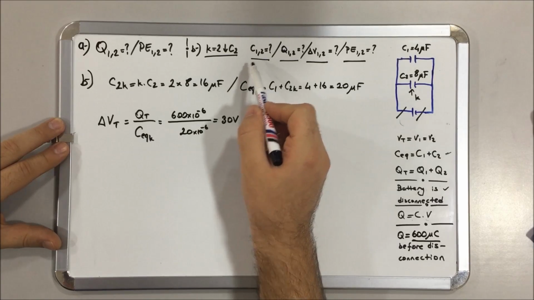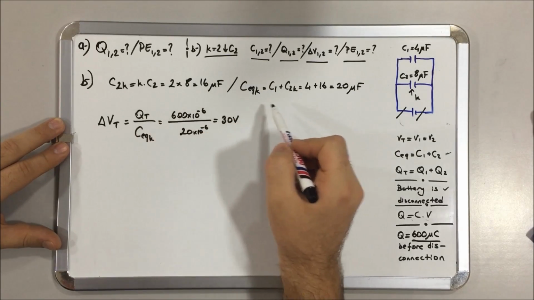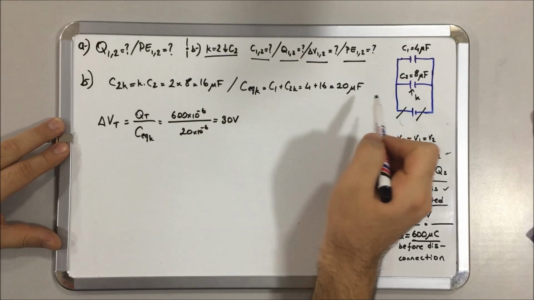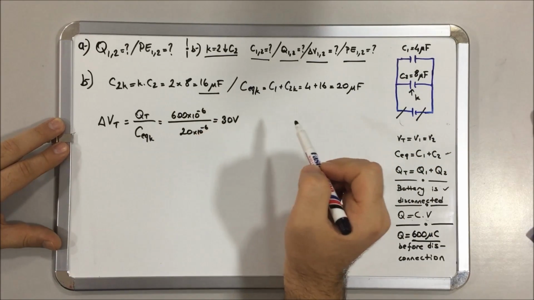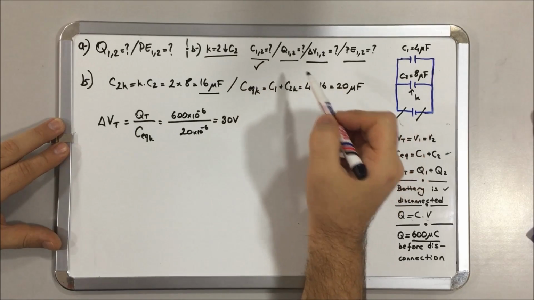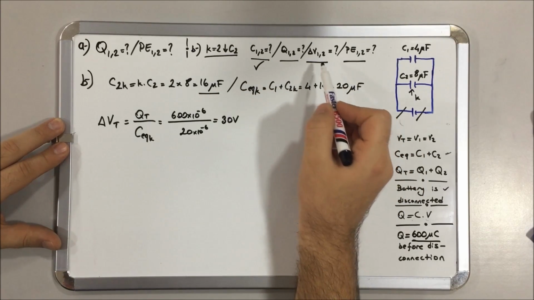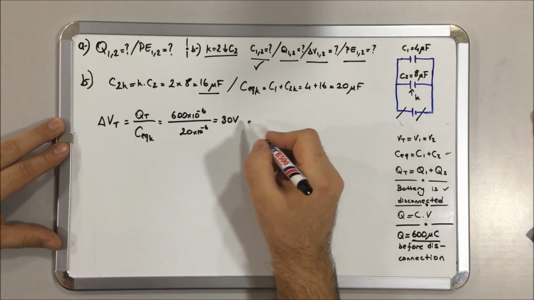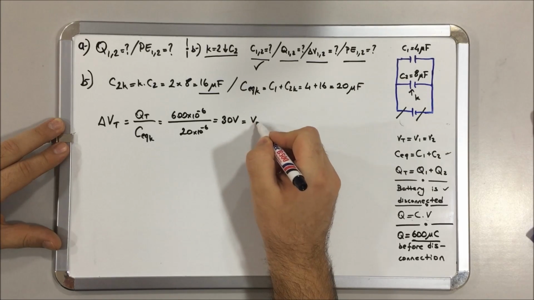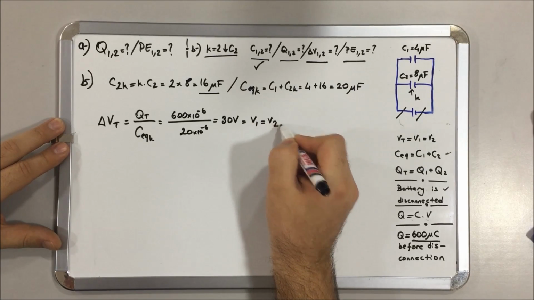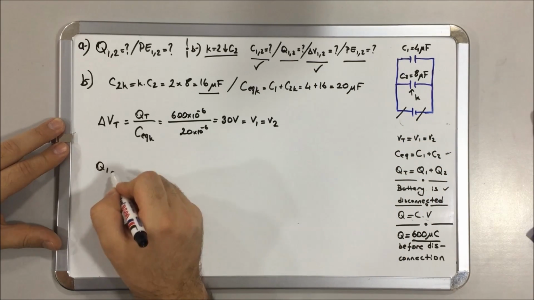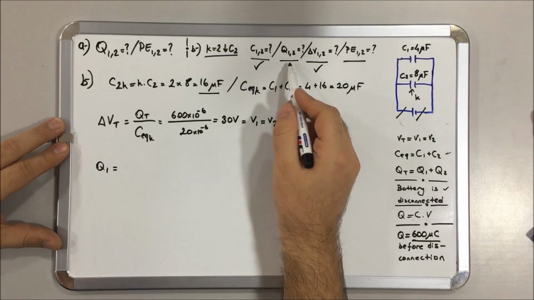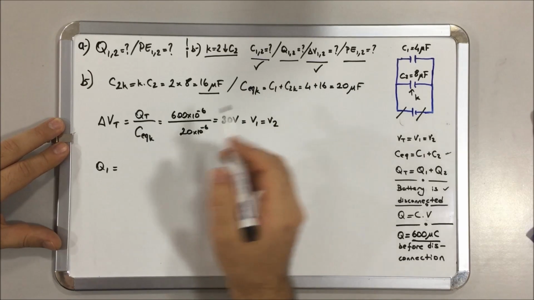It's asking for the capacitance C1. C1 is equal to the same amount, 4 microfarad, but C2 will now be 16 microfarad. We calculate this, and now V1 and V2 are equal to each other. So 30 volt will be equal to V1 and V2. Now we have to calculate Q1 and Q2, the stored charge 1 and stored charge 2.